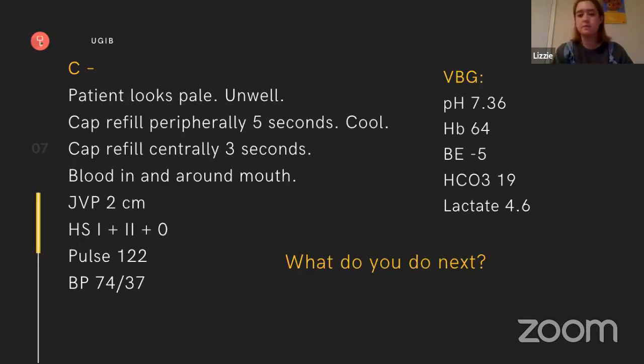So maybe if we open this up to the Facebook Live, what would you like to do next? You've got 2 cannulas in, bloods are pending, you sent off your cross matches. But you haven't put any interventions in place at the moment. You've still got your VBG up there reminding you of the lactate and the hemoglobin. If I give you a couple of minutes, let's see if anyone can put some ideas of what they'd like to do next in this situation. And then hopefully one of my colleagues will tell me if anyone's put anything and we can discuss that.